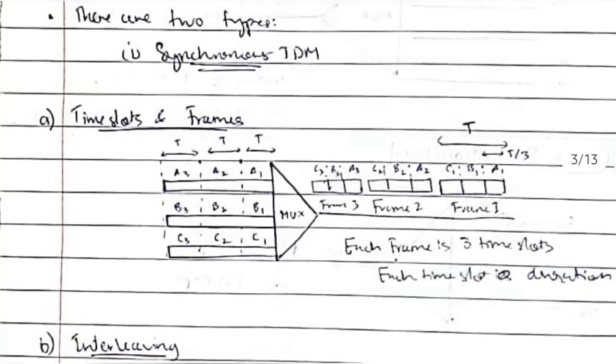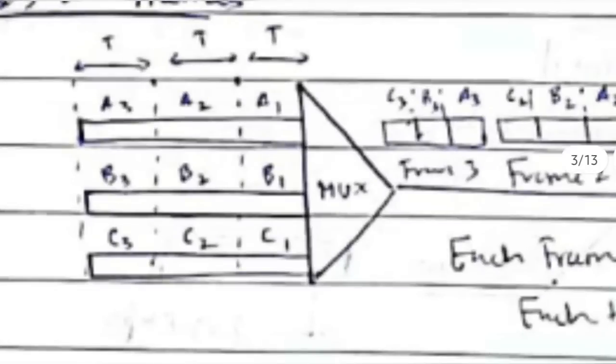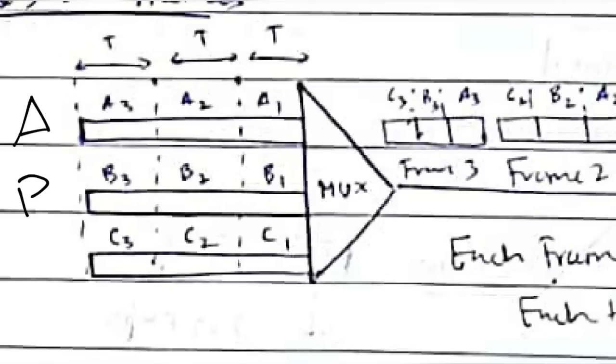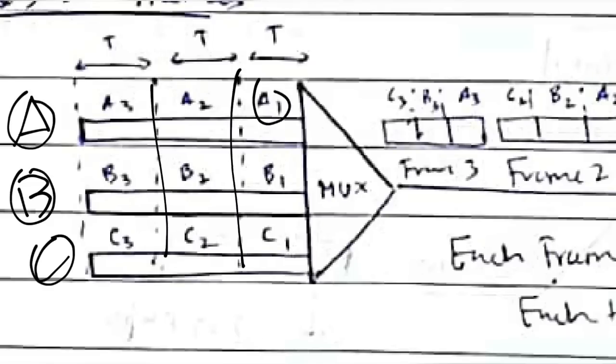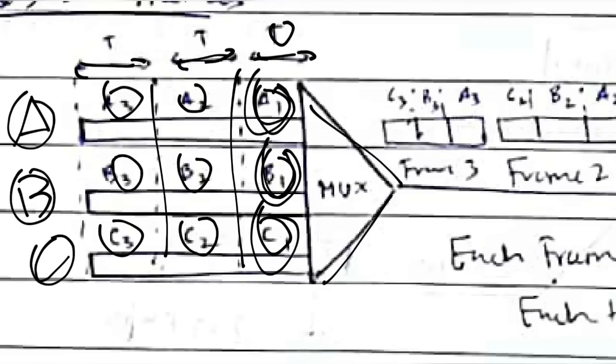So let's discuss what is synchronous TDM. There are some terminologies like time slots and frames. Observe it carefully here. A, B, and C are the three signals getting sent. These three signals are divided into three parts: A1, A2, A3, and B1, B2, B3, C1, C2, and C3, each of equal slots of time, like 1 second. For each, 1 second of A and 1 second of B and 1 second of C will be sent together as a single frame.